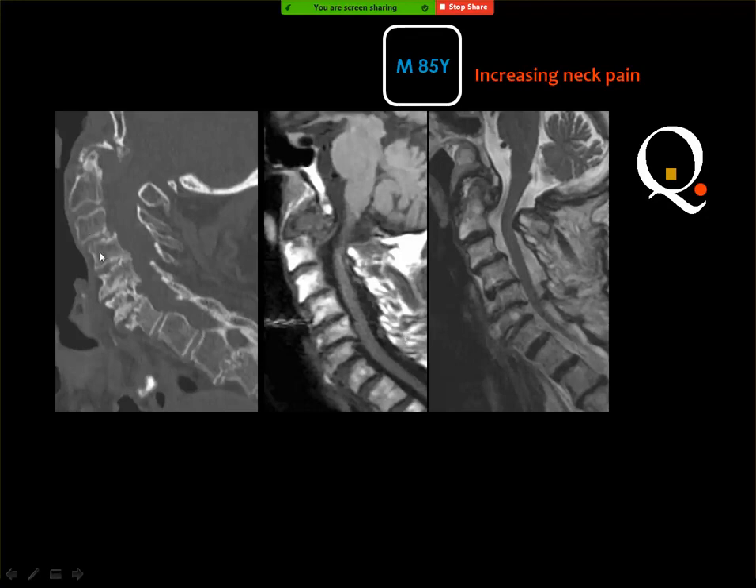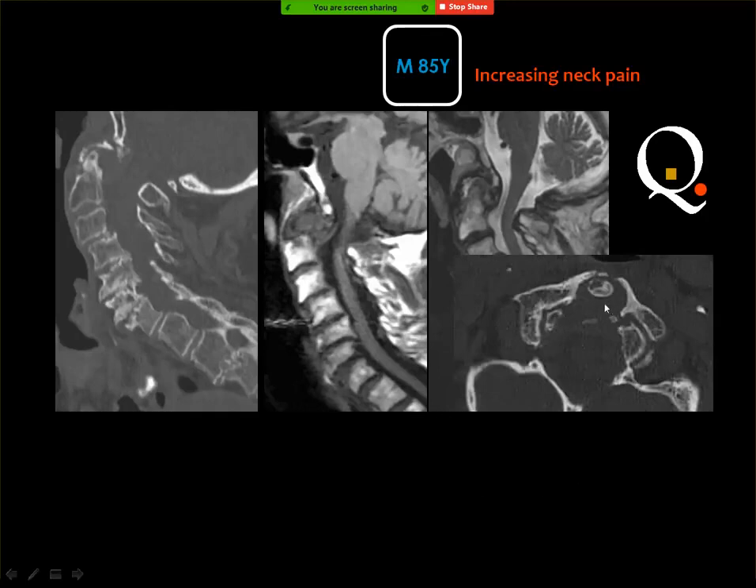spondylolysis of C3 over C4, retrolysis of C5 or 6 over C7, and degenerative narrowing of the disc spaces. But what is important is the lesion at the odontoid. And here you see that there is changes in the bone marrow of the odontoid associated with an extraosseous soft tissue component. And if you look to the axial image, you can see erosive changes in the odontoid.